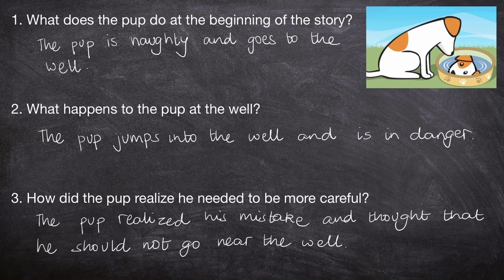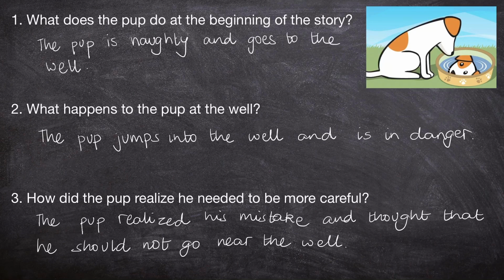So, what is the change I am seeing in the character? So, my character over here is my pup or my baby dog. At the beginning of the story, he was very naughty. But in the story, he managed to fall into a well by mistake. And because of that, by the end of the story, the pup is no longer naughty. He has learned his lesson, he has realized his mistake, and he knows that he needs to be more careful.